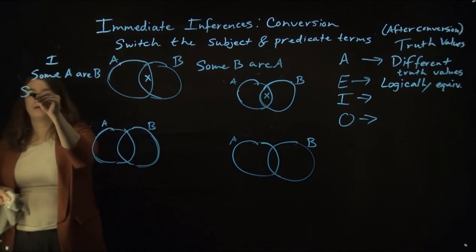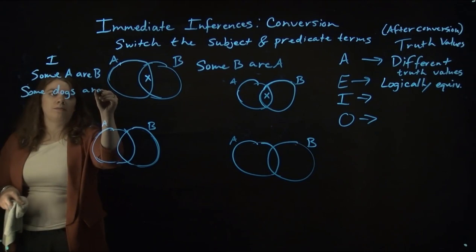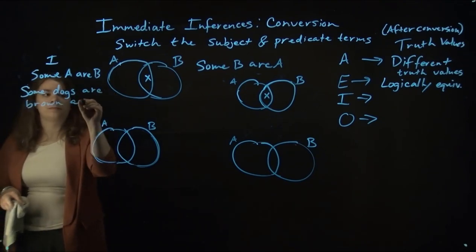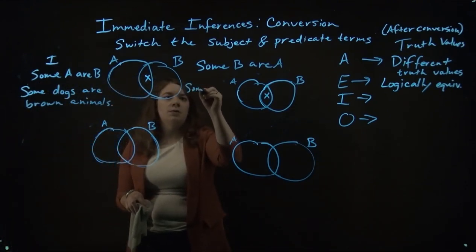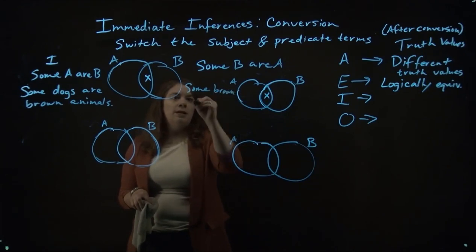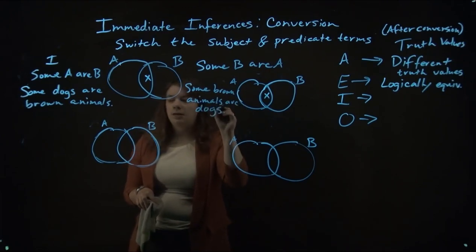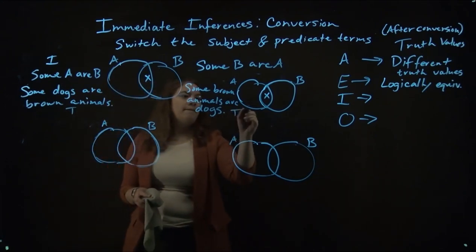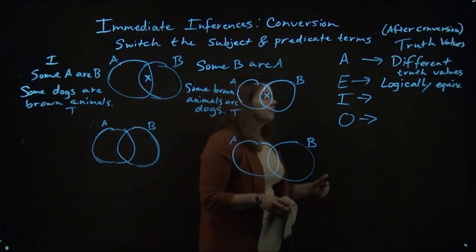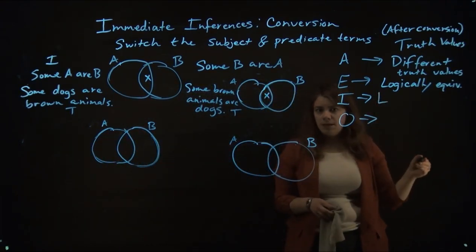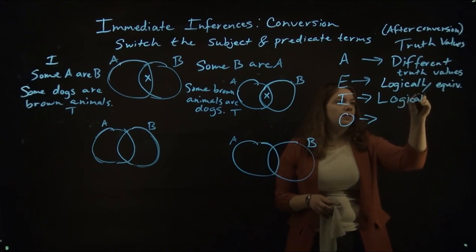So again, to give you an example, some dogs are brown animals. If you convert that and say some brown animals are dogs, these are both true statements, really. And they both are shading in the identical areas of the Venn diagrams. So given this fact, we can say that the initial I statement and its conversion are logically equivalent.